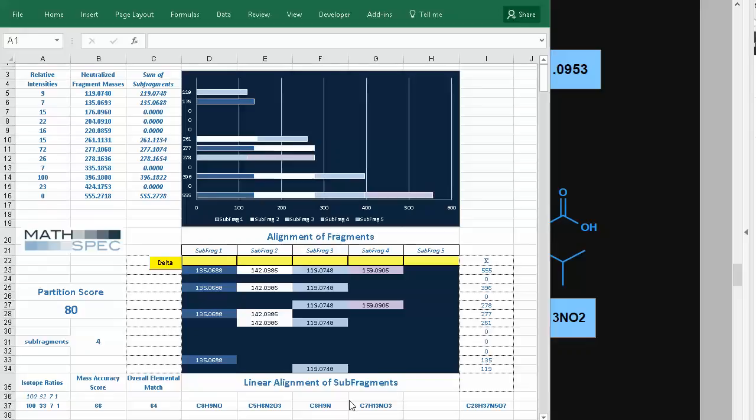Quincy Wu showed in 1998 that if one could break a compound into smaller pieces that comprise the whole molecule, that process would considerably limit the number of formulas possible for the whole molecule. Quincy used MS to the 5th, whereas the Excel add-in uses partitioning.